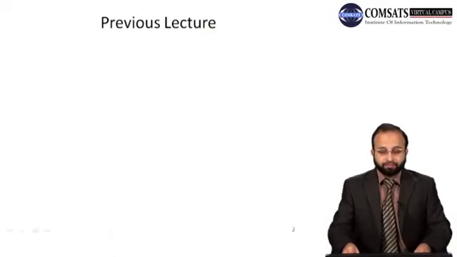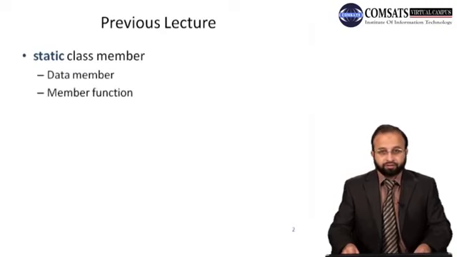In the previous lecture, we have seen static class members, data members, and member function. If a data member of a class is static, this means that all the objects of that class can access that data member, either it is private or public. That means they share this data member. It is like a global data member in the structured programming language. A global data member is a member that is shared among all the functions of that program.